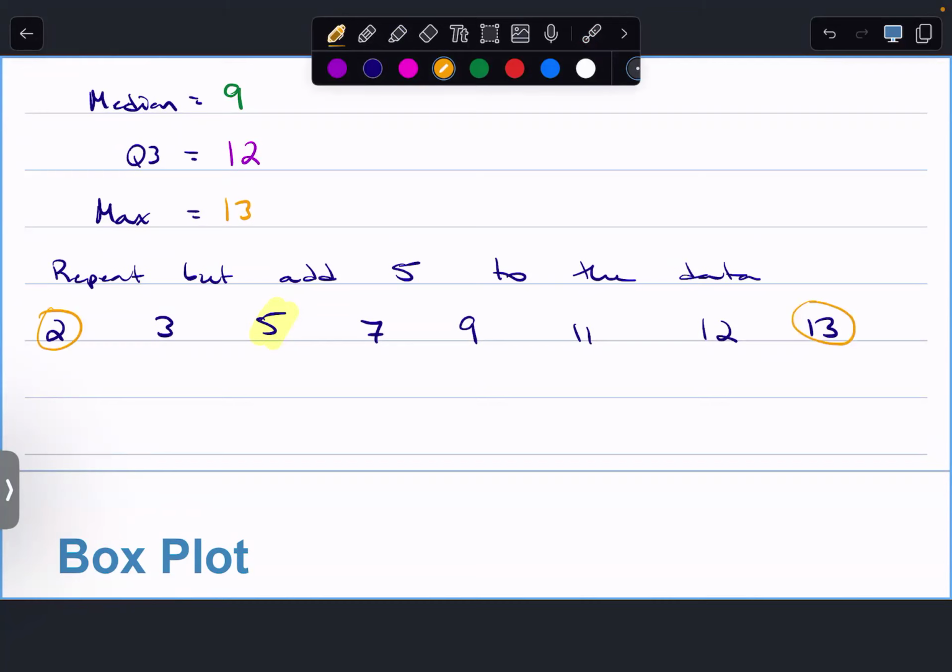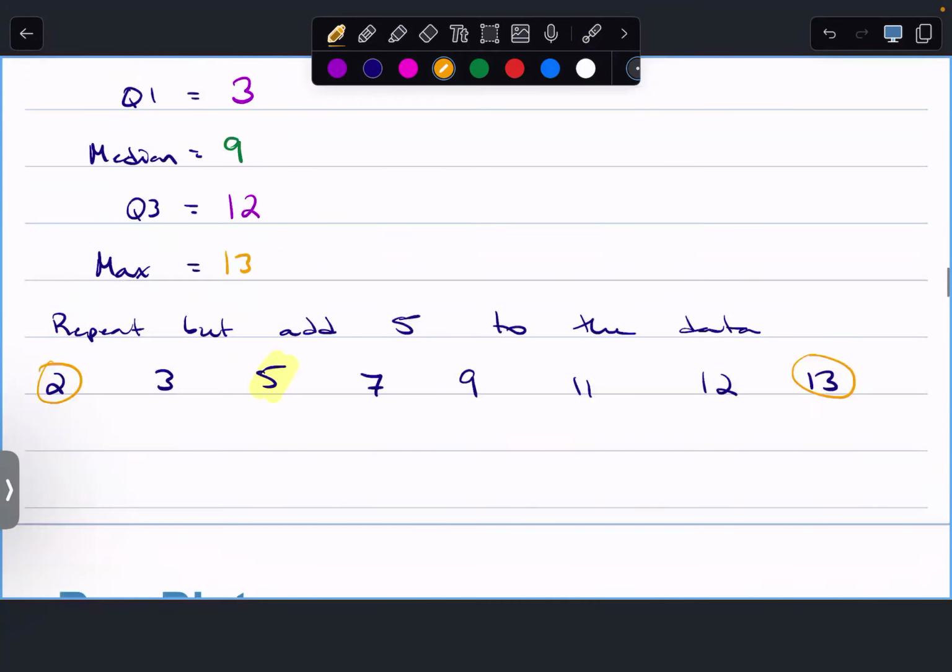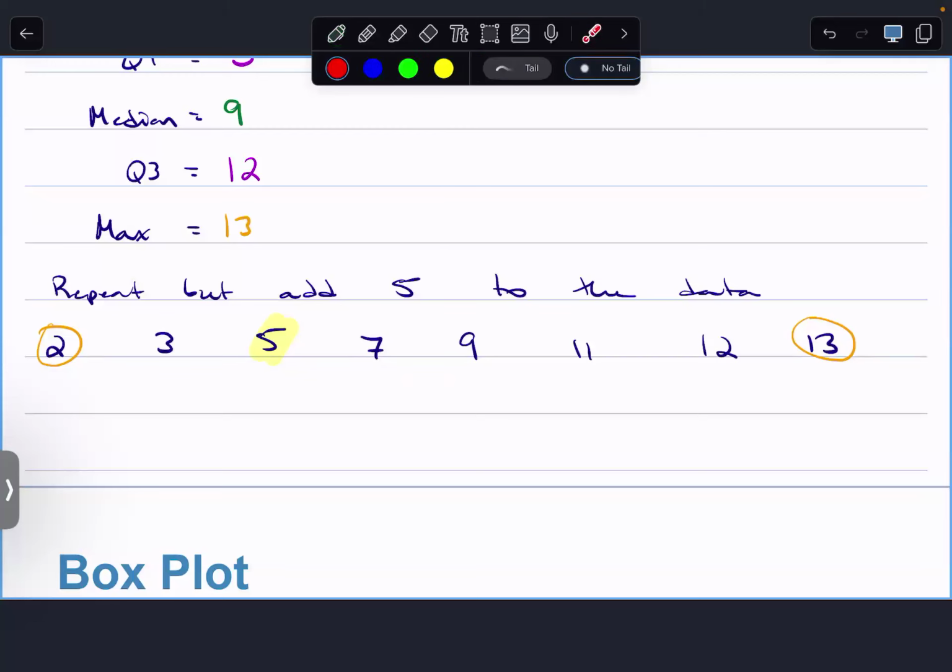But our median, I use green. So now I start at 2 and 13, and I boop my way in, so boop, boop, boop, land on 7 and 9. What do? I landed on both of those, but I need one median, and so the median is 7 plus 9 divided by 2. I'm gonna go with 8.